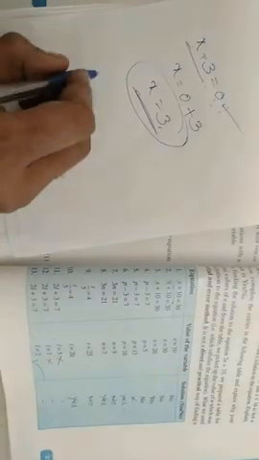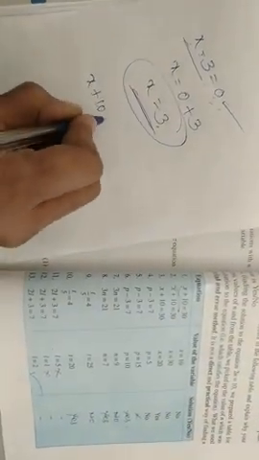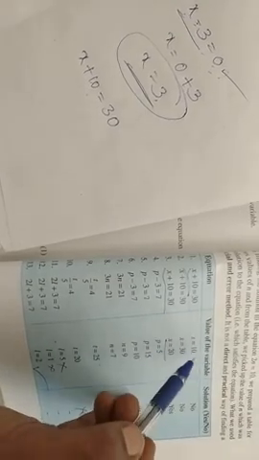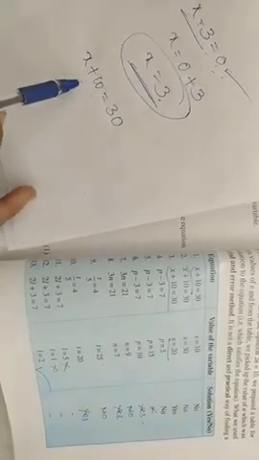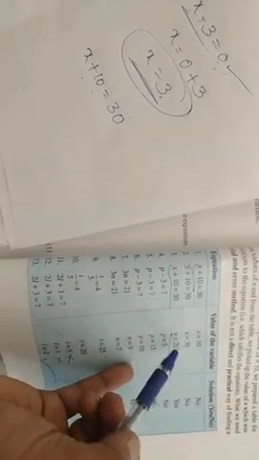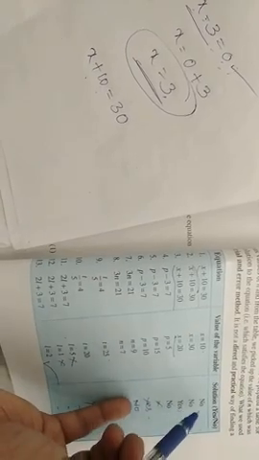Some examples are there, children. I solved here. Equation number 1. See here. First one, x plus 10 equal to 30. Okay. See here, children. Up to here, some values are given. You have to find the x value. This one is correct, this one is correct. Which one is correct? You have to write the correct answer, yes or no.